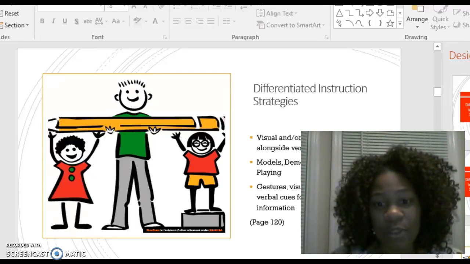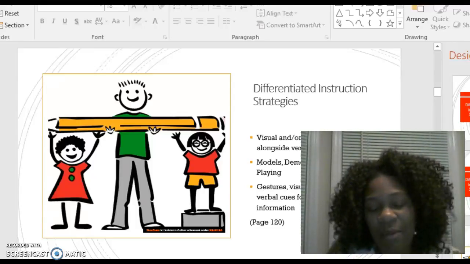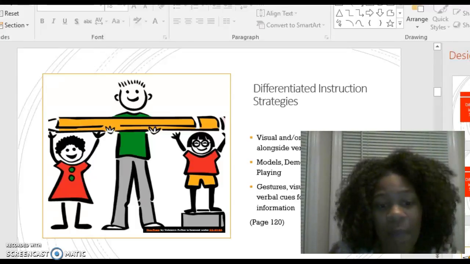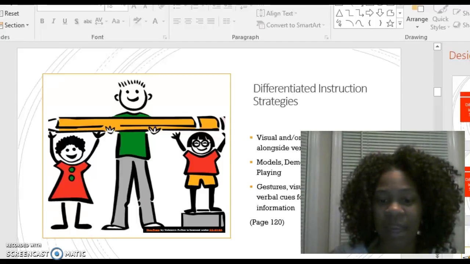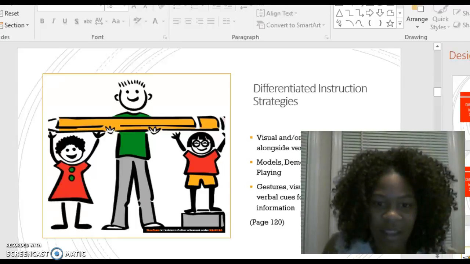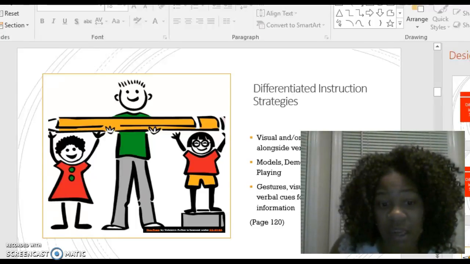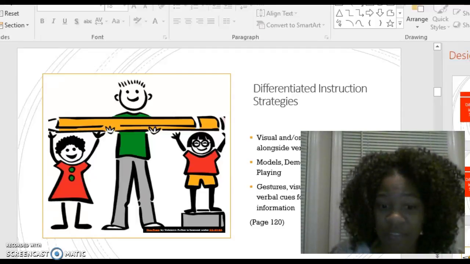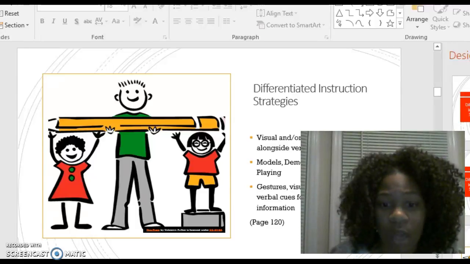And then the models, demonstration, and role-playing. I feel that role-playing is one of the most beneficial differentiated instruction strategies because it gives the students the ability to be active learners by interacting physically through their environment. And the last one, gestures, visualization, and or verbal cues for important information. And I feel this helps students zone in on key information and gives them the ability to recall and store critical concepts.